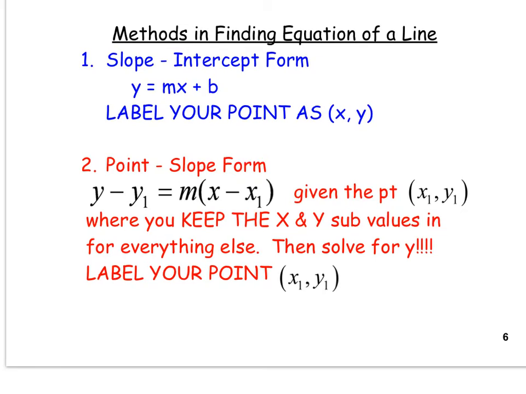Methods in finding the equation of the line. There are two methods. The first method is going to be y equals mx plus b, known as the slope-intercept form. m is your slope, b is your y-intercept, and you're going to label your point as (x, y).